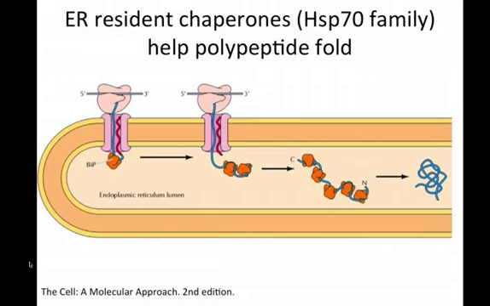So you can see here, it's binding to the protein as it's coming off the ribosome, and it's preventing any sorts of hydrophobic domains from binding to each other and aggregating, and allowing it to fold. Any questions?